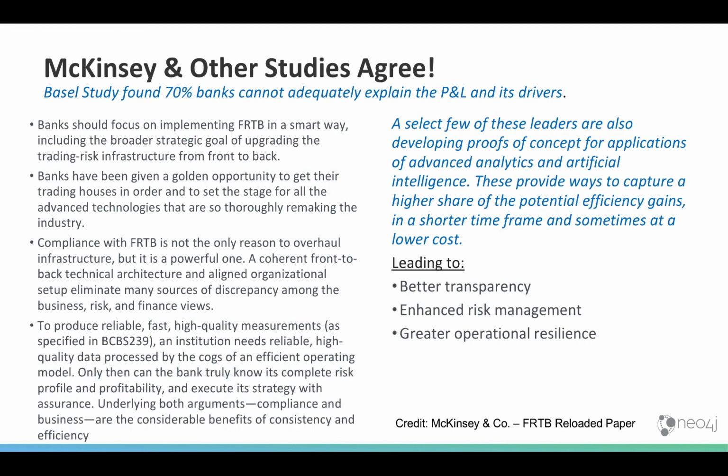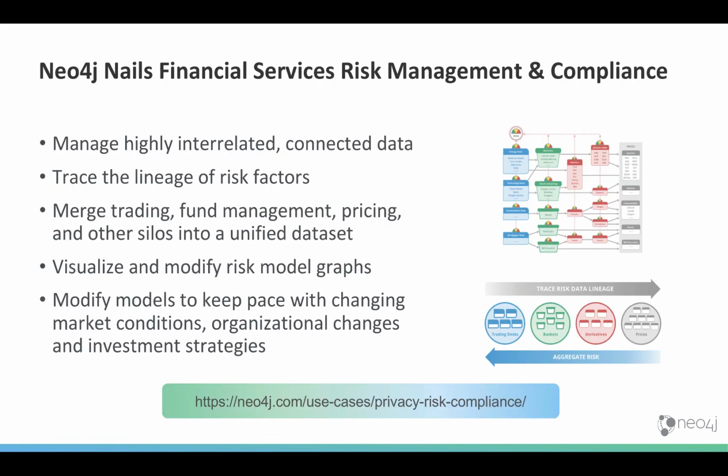So again, I think this is really directionally what banks have to aspire to build, a future-proof risk management platform to support not only the regulations that are coming their way, but also to help increase transparency, more efficient use of the capital that they have. So finally, just to conclude, as you can see in the demo, Neo4j really helps manage highly interrelated and connected data very effectively to trace lineage all the way back from trading desk to price points, and then aggregates risk factors, and merging all the different silos around trading, fund management, pricing into a unified data set will really help assess risk in a more holistic and uniform way.